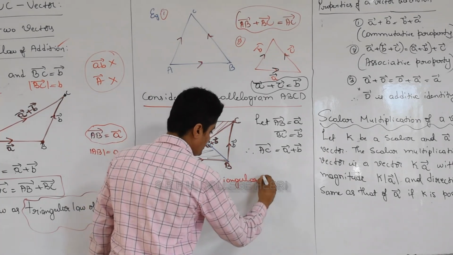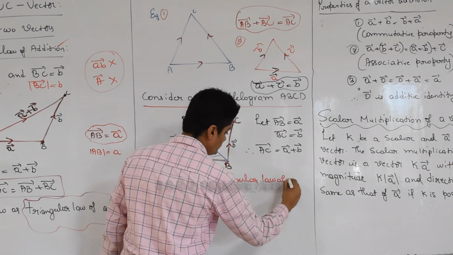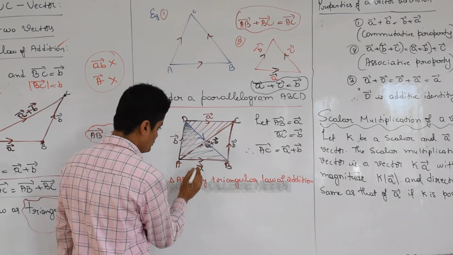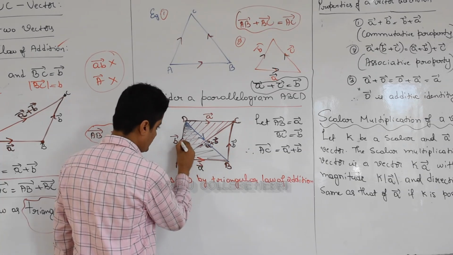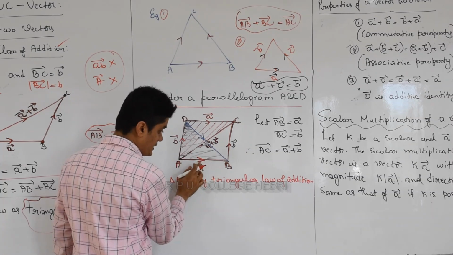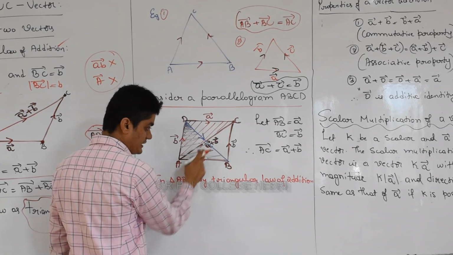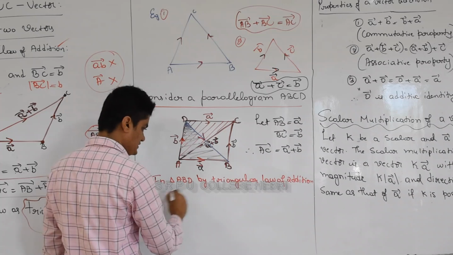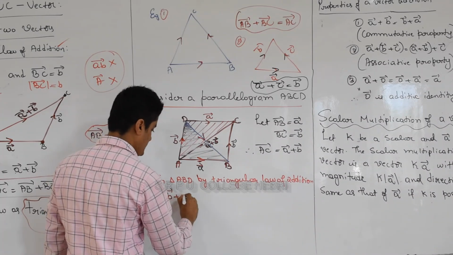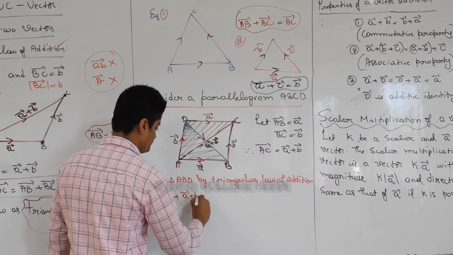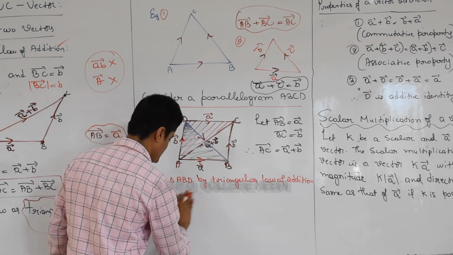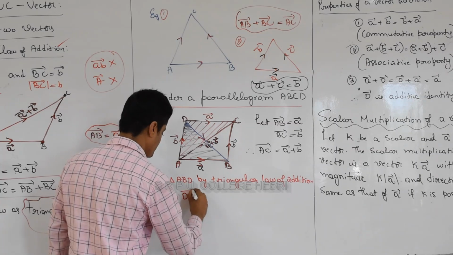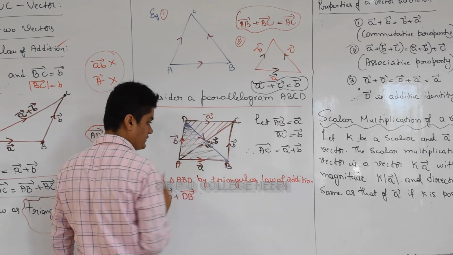Tell me. In triangle ABD, apply the triangular law of addition. See which are the two same direction vectors. Observe carefully, this one is opposite, right? So which is parallel? Now observe this triangle, this direction, this and this are the same. So the same direction vectors are vector B plus vector DB. Sorry, vector B plus vector DB.